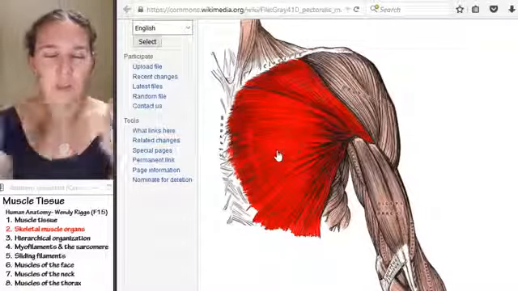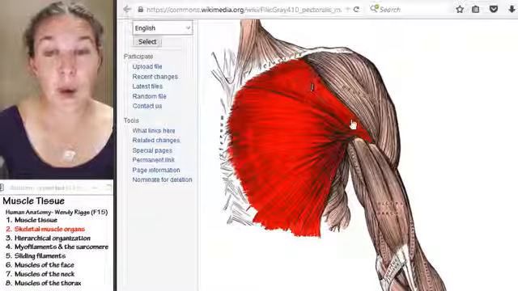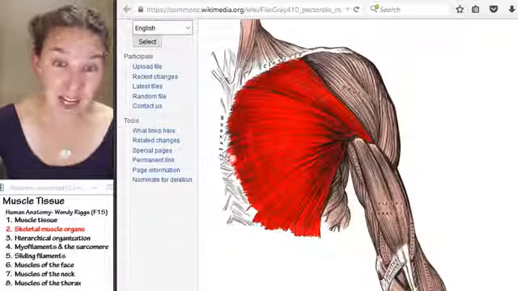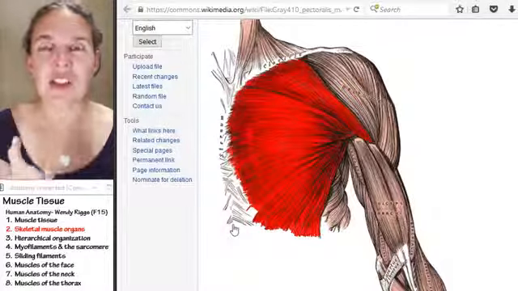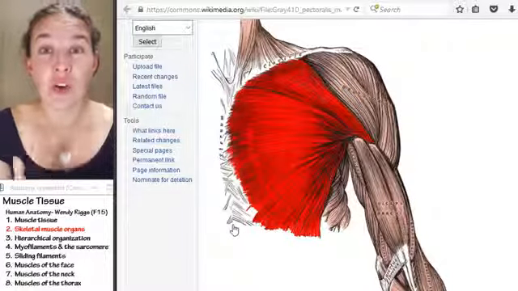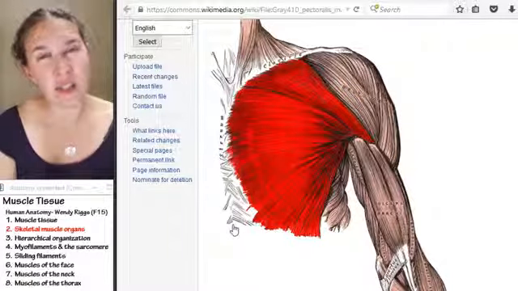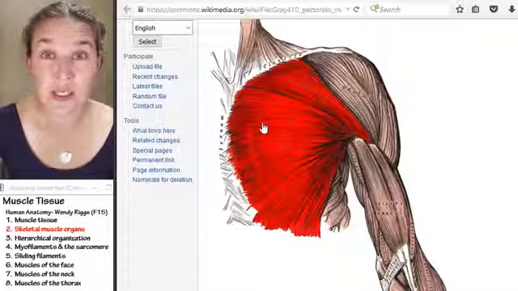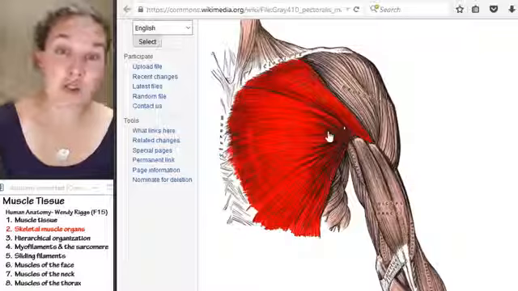Now, what's the whole point? The point is if you identify the fiber direction and you identify the attachments, you can actually figure out the action of the skeletal muscle. And that happens because skeletal muscle shortens along the fiber direction.